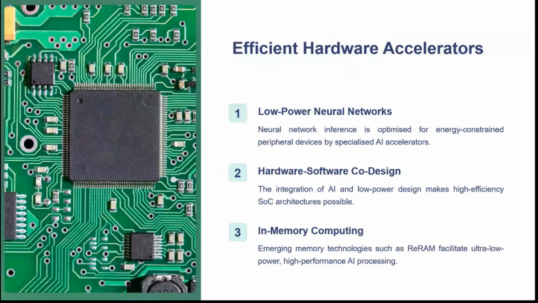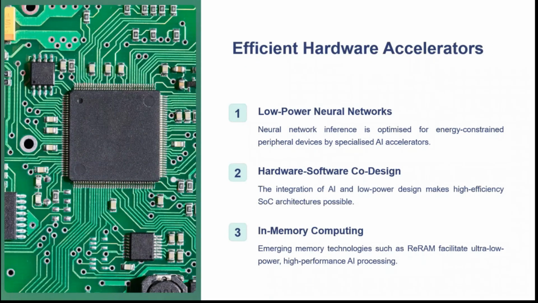Here, the efficient hardware accelerators. Here, the neural networks used in low power verification. The specialized AI accelerators optimize neural network inference on energy constrained peripheral devices, enabling high efficiency system on chip architectures. The integration of AI with low power design, along with emerging technologies like ReRAM, that is resistive random access memory, drives ultra low power, high performance AI processing.